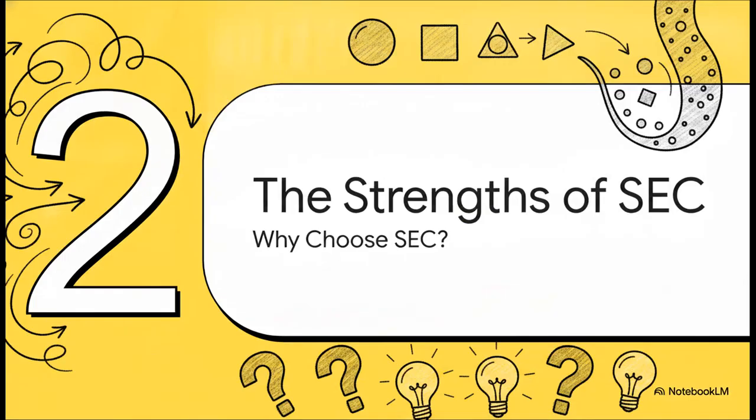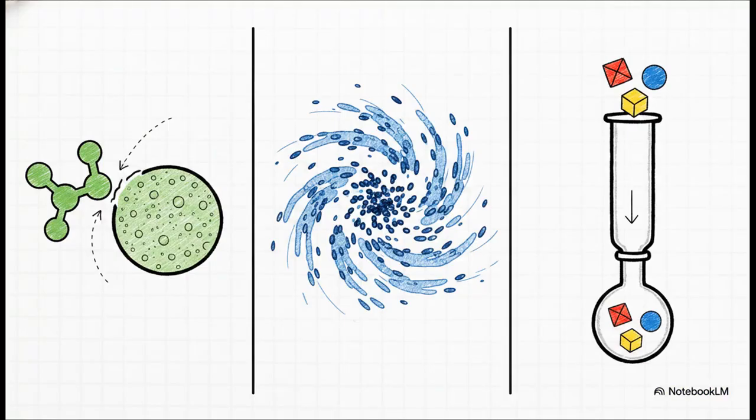Moving right along to Section 2, the strengths of SEC. Now there are three key advantages, basically superpowers, that make SEC such an irreplaceable tool. First up is the absolute absence of interaction with the stationary phase. In a lot of other chromatography methods, your sample chemically binds to the column, which can really mess with delicate molecules. But here, it's a purely physical sorting process, no chemical reactions at all.